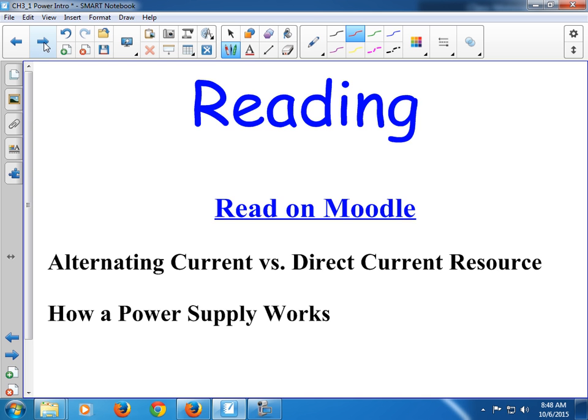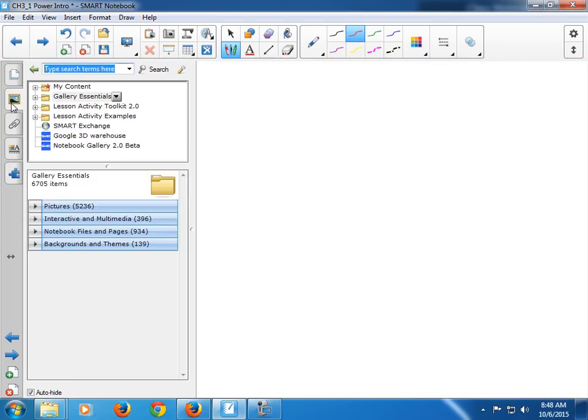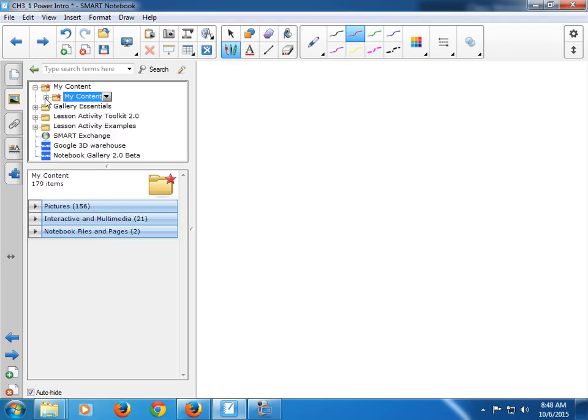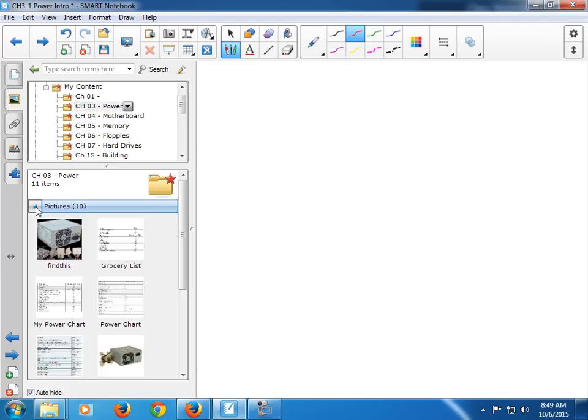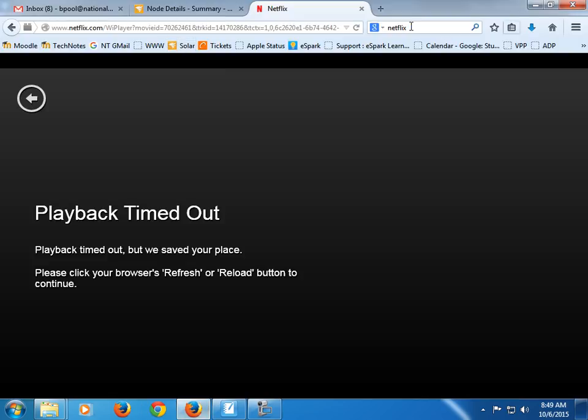I don't like that picture. Let me go to a different picture. And I'm going to have to pick a different picture from my gallery. Where is... There we go. Chapter 3. Let's see if I can find a better picture that I like better. I don't like any of those pictures. I'm going to add a new picture for myself here.